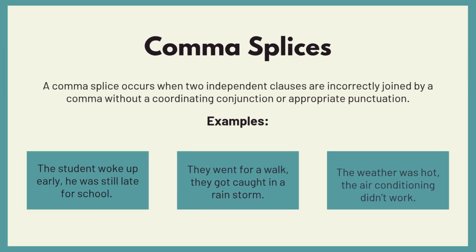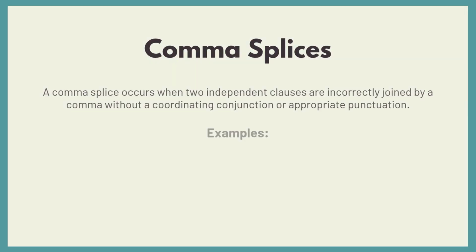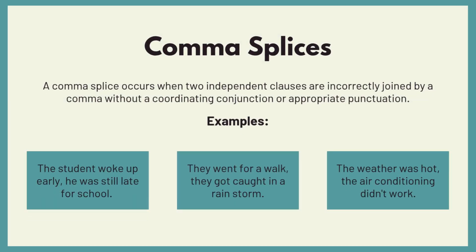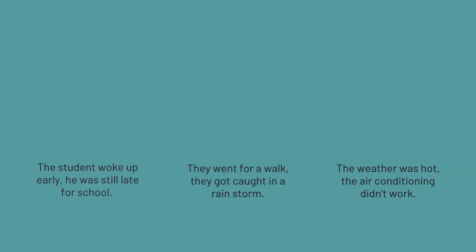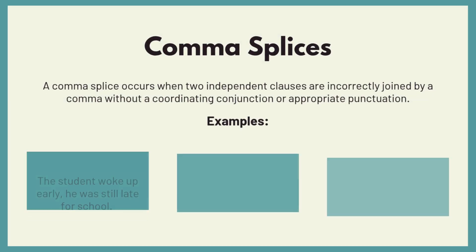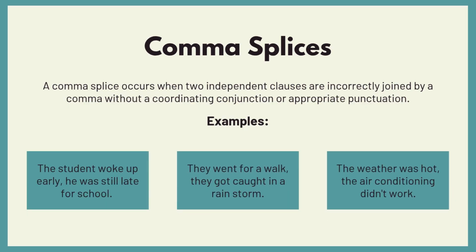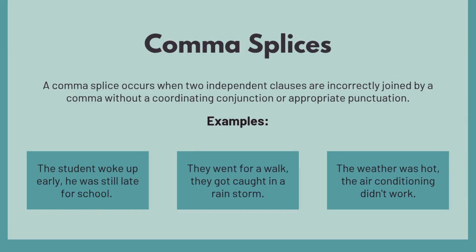Comma splices. A comma splice occurs when two independent clauses are incorrectly joined by a comma without a coordinating conjunction or appropriate punctuation. Examples. The student woke up early, he was still late for school. They went for a walk, they got caught in a rainstorm. The weather was hot, the air conditioning didn't work.